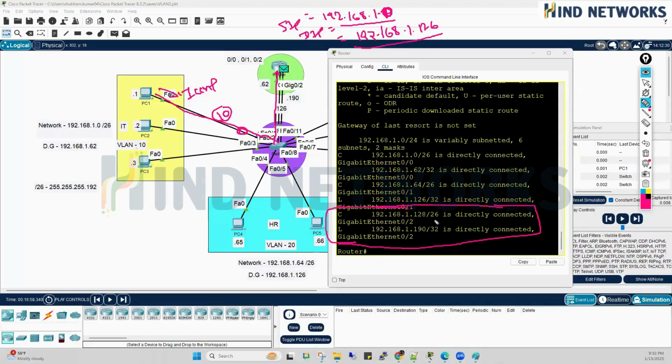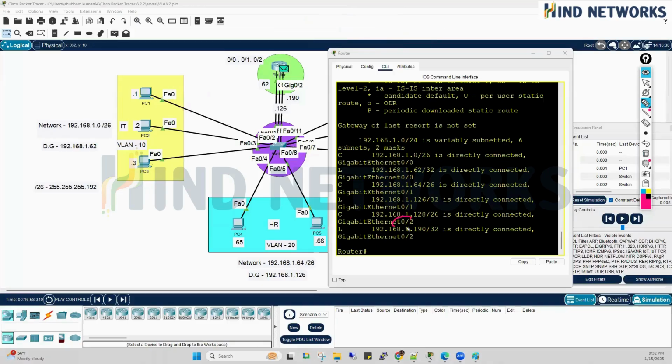192.168.1.128/26. That is the network ID. And that network ID is connected on which interface? The 0/2 interface. And where is the 0/2 interface? The first one is gig 0/0, the second one is gig 0/1, and the third one is called 0/2.